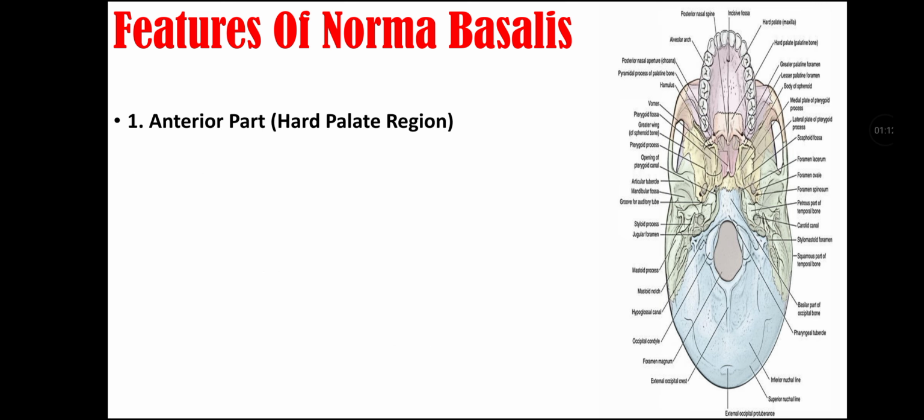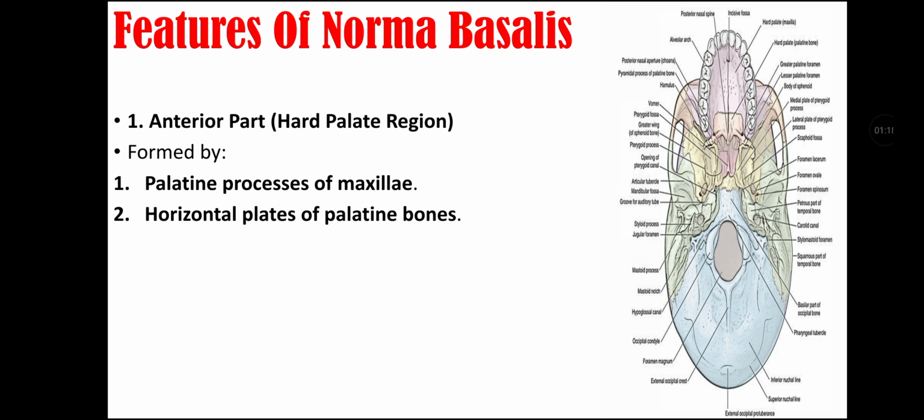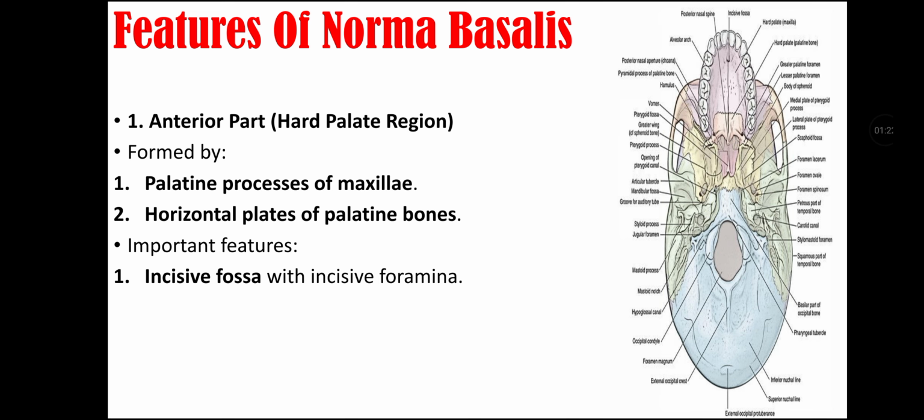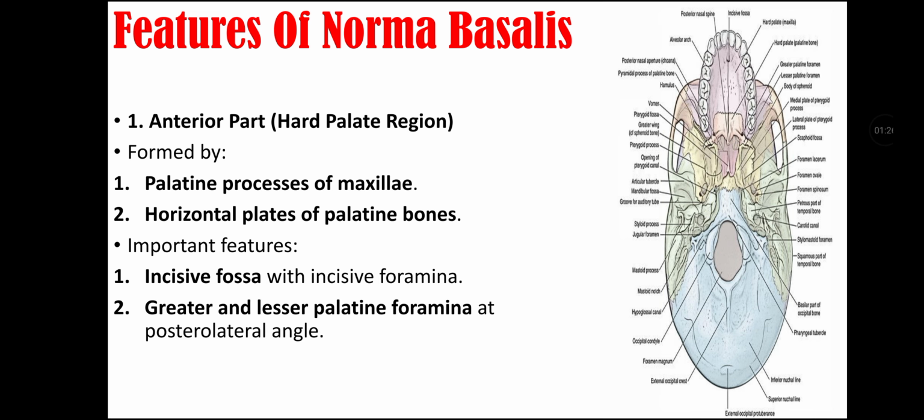So first region is anterior part, that is hard palate region. It is formed by palatine process of maxilla and horizontal plates of palatine bone. Important features here include incisive fossa with incisive foramina, greater and lesser palatine foramina at the posterior lateral angle, alveolar arch that contains socket for upper teeth.